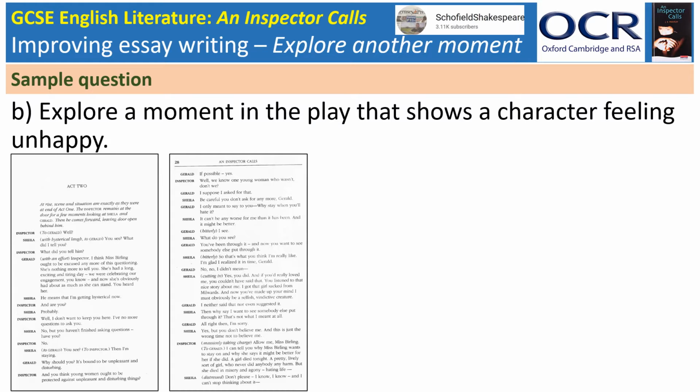Now, time for some discussion or independent note-taking. Why is Sheila feeling unhappy at this point in the play? What has happened prior to this? What adds to her unhappiness in this extract, and what quotations might you use to illustrate this and explore? Get thinking. Again, the video will resume in 5 seconds' time.